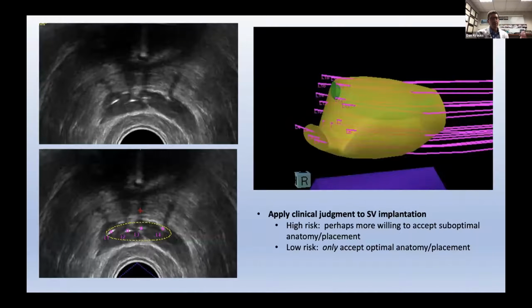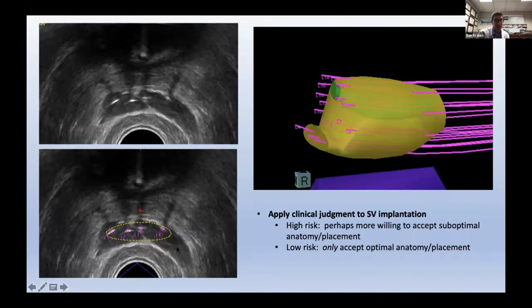So here's looking at an axial slice through the seminal vesicles. You can see we have 1, 2, 3, 4 needles advanced nicely into the seminal vesicles. You can see how we would typically contour this to include the proximal 1 centimeter of seminal vesicle tissue, just like you would in an external beam.